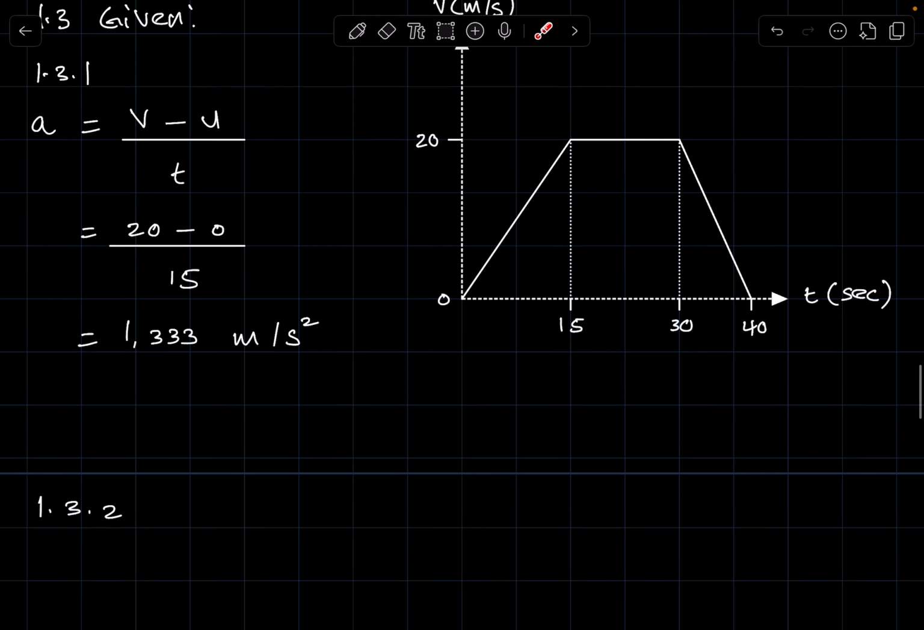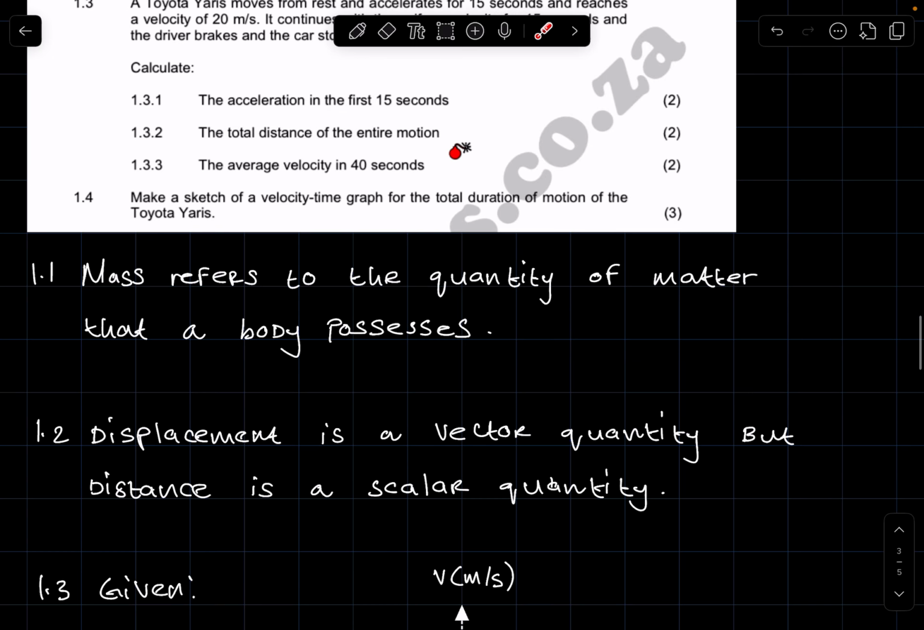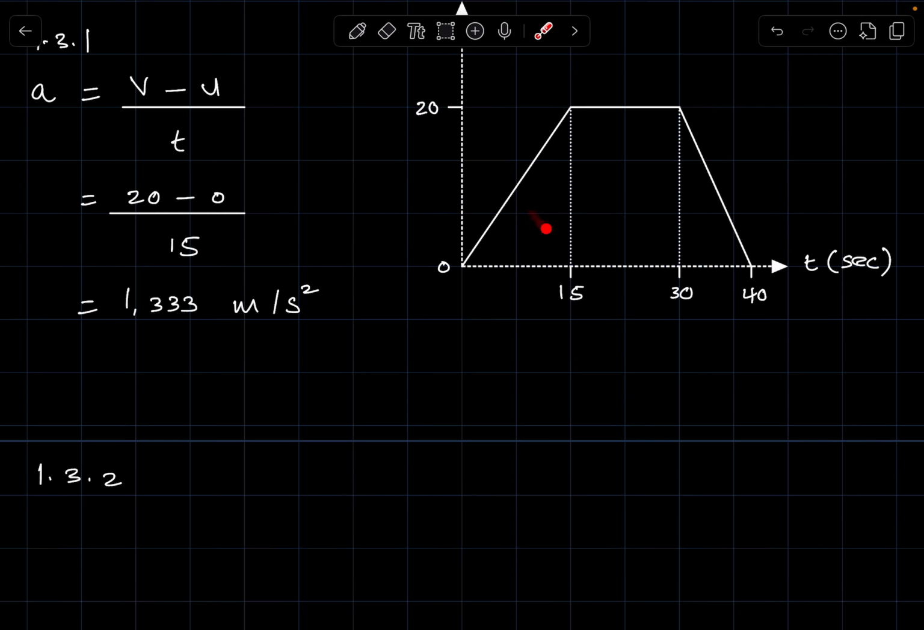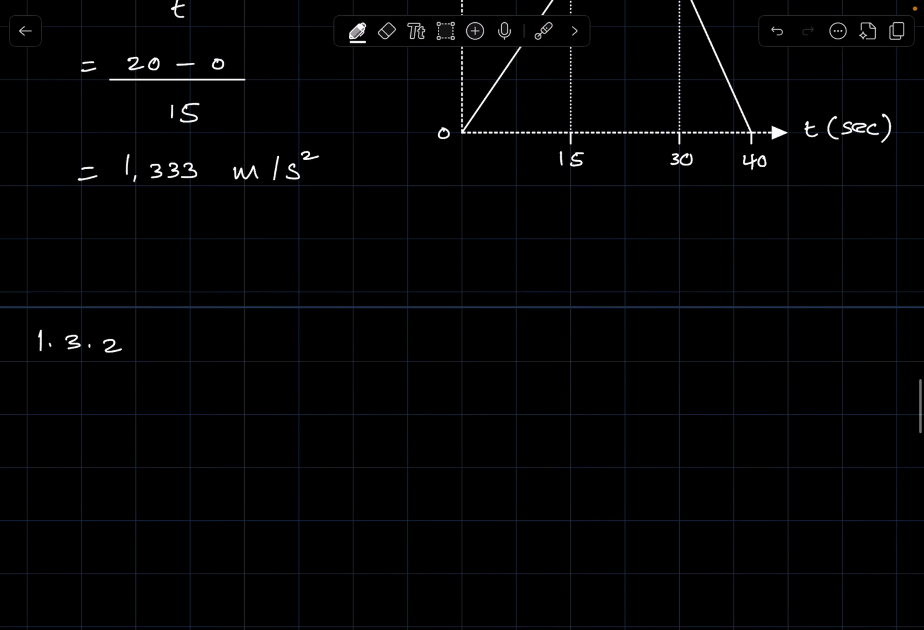So looking at 1.3.2, they want us to calculate the total distance of the entire motion. So they want us to calculate the distance traveled from 0 back to here, the entire distance that the Yaris moved. Now you can do this in a number of ways. You can simply use the area under the graph, which we have discussed in the first video, but you can also use what I'm about to show you.